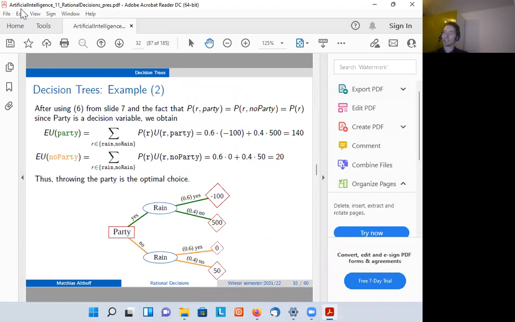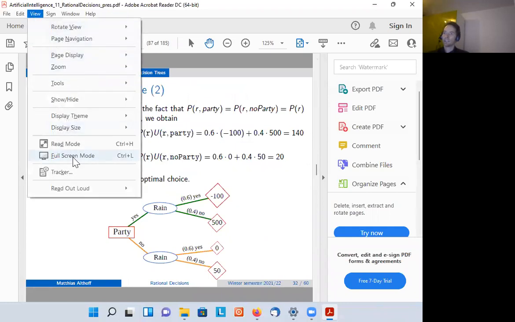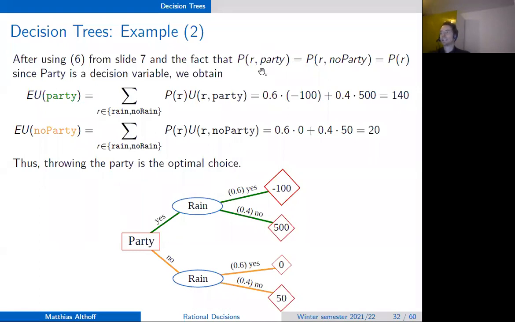You just need to keep in mind that the probability of rain and party and rain and no party is the same as the probability of rain, since party is just a decision variable. So once you made the decision, there's no uncertainty left. That's why you have not probability of rain, comma party. We already included the simplification here. Okay, so this is super easy.